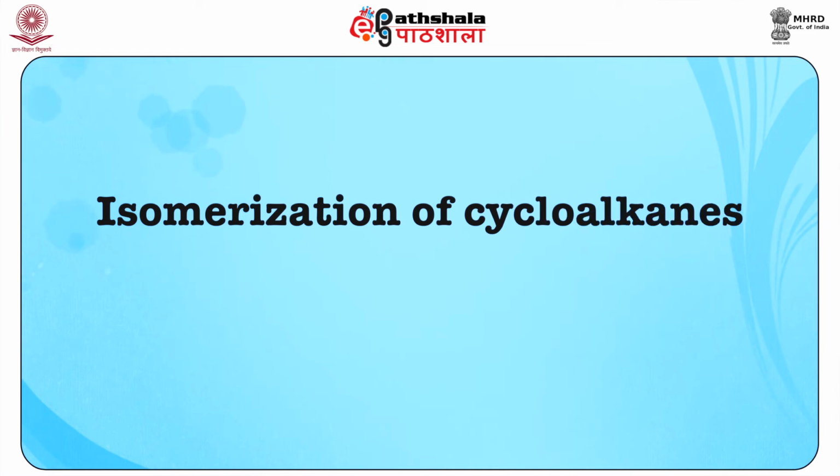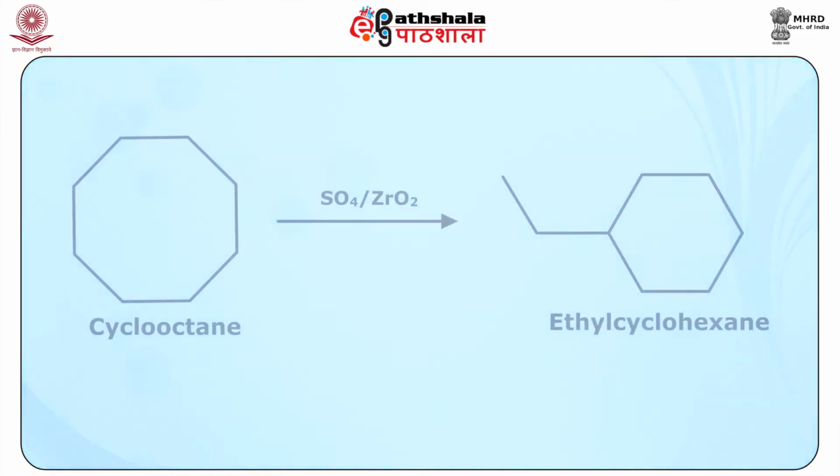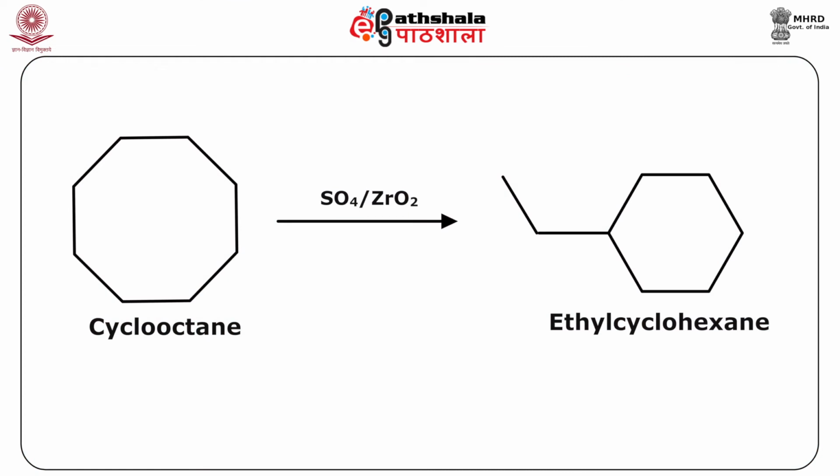Isomerization of cycloalkanes. The cycloalkanes with more than 6 carbon atoms undergo skeletal isomerization over sulfated zirconium oxide in liquid phase at about 50 degrees centigrade. The reaction of cyclooctane under similar conditions gives ethylcyclohexane as a major product.